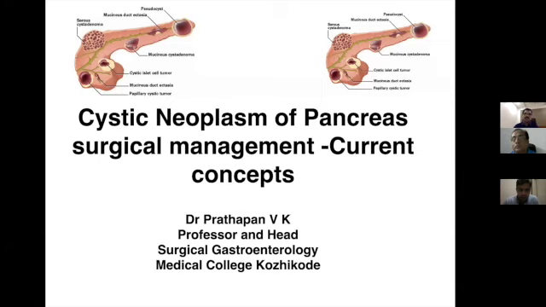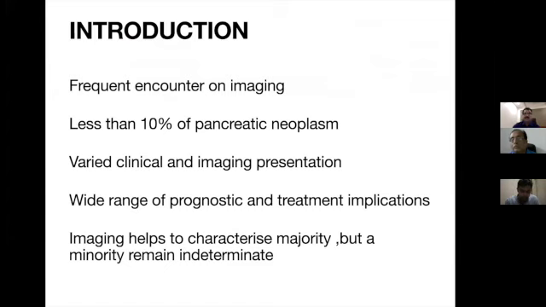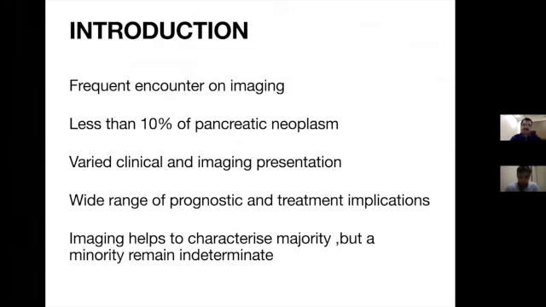Cystic neoplasm of pancreas is a very common issue. When we practice as surgeons or gastroenterologists or physicians, cystic neoplasms or cystic lesions are a very frequent encounter on imaging, but they represent only less than 10% of pancreatic neoplasms, and they may present with varied clinical and imaging presentations, and they have a wide range of prognostic and treatment implications.